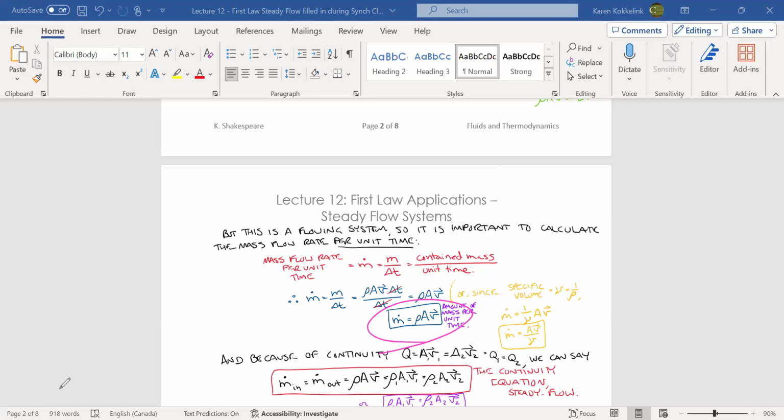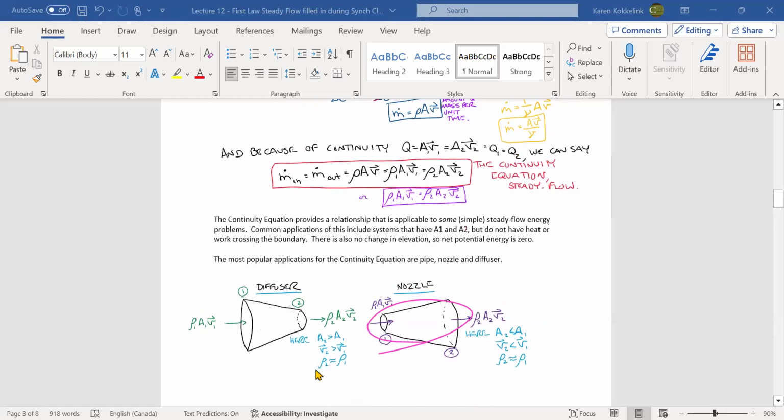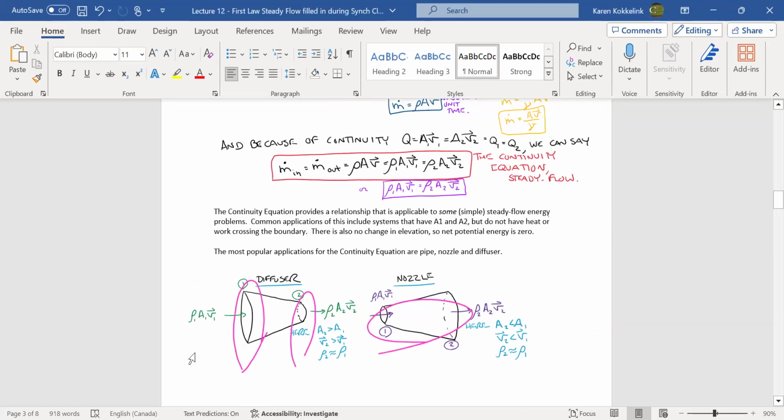I can then apply it to different shapes, and I can figure out how much mass is flowing in this from this big cross-sectional area to this small cross-sectional area, because this term is different on the inlet and the outlet. So now these are the terms I can be putting into the first law energy balance when I have a steady flow system with mass flowing into and out of a system.